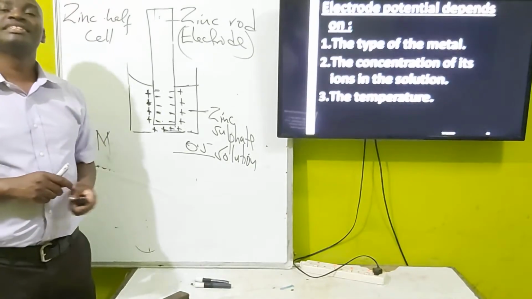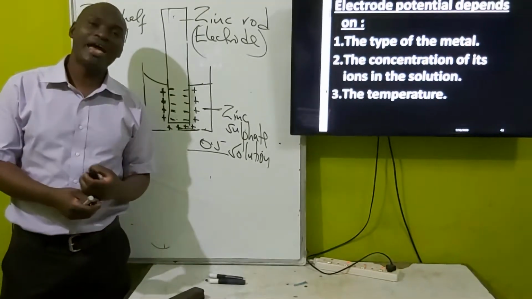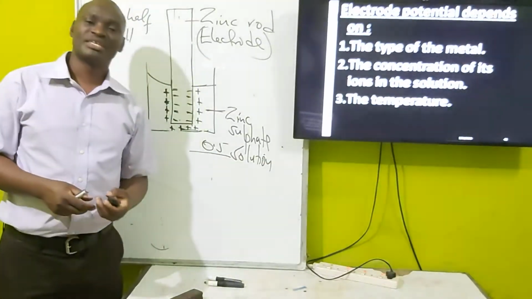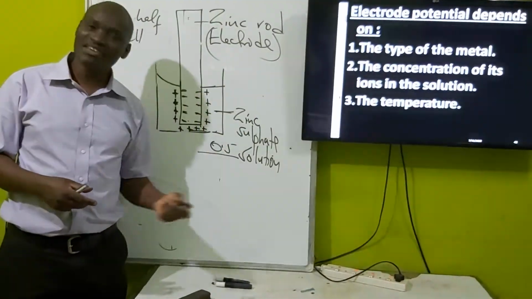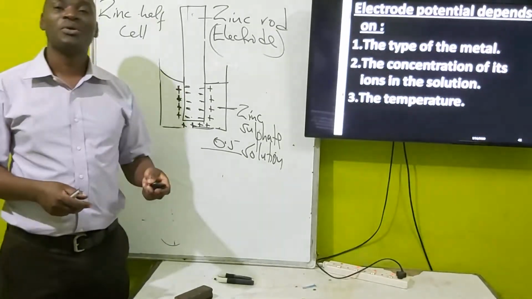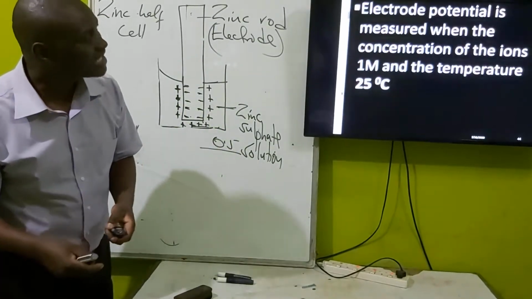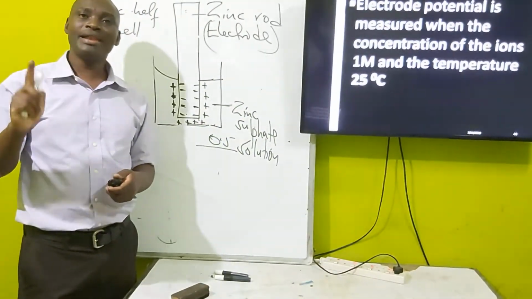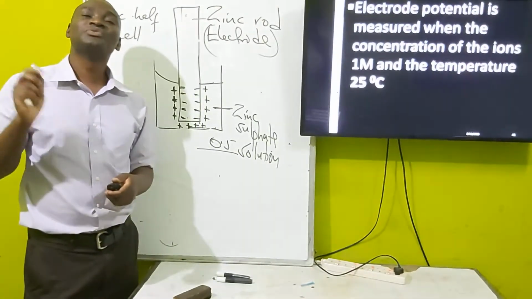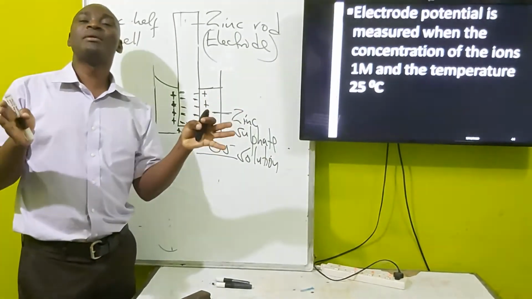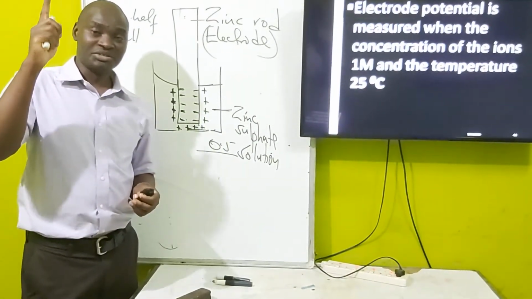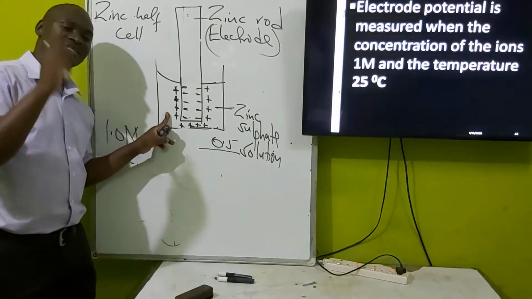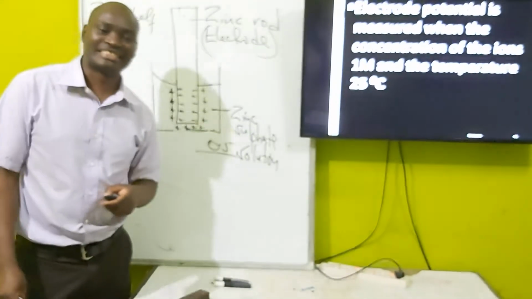And then the temperature. The temperature normally affects the movement of the ions, the kinetic energy of the ions within a solution, and therefore the temperature will also affect the electrode potential. The temperature also affects the conductivity. So, electrode potential is measured when the concentration of the ions is 1 molar and at a temperature of 25 degrees Celsius. So if you want to carry out an experiment and come up with a value that other people can accept, your solution must be 1 molar, and the temperature must be controlled and must remain at 25 degrees Celsius.